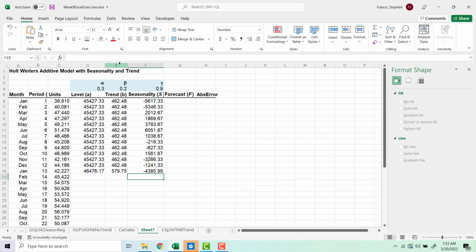Okay, so the next thing we want to do is make a forecast. And the forecast can't include information on this row, which is the updated information. It has to only have previous information. So it was the previous level plus, as we're going forward one period, the trend plus the previous seasonality for the month of January.